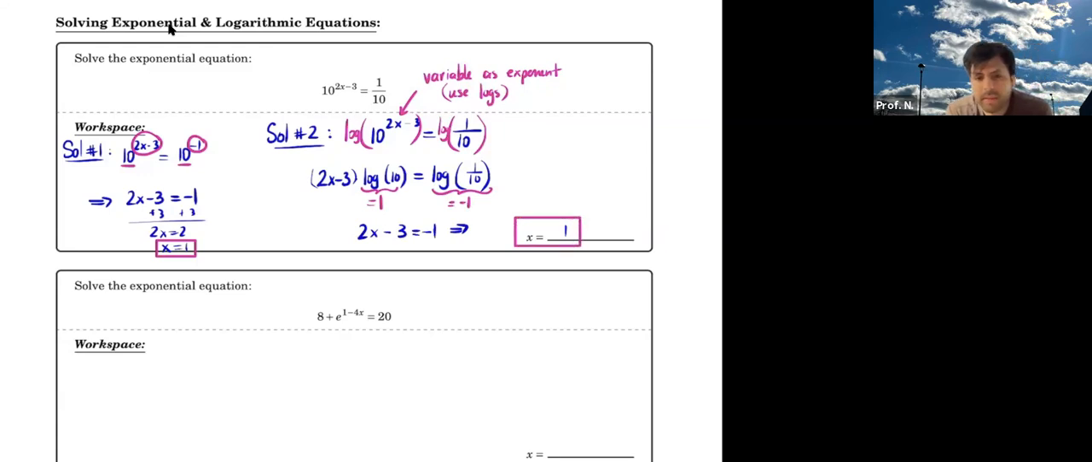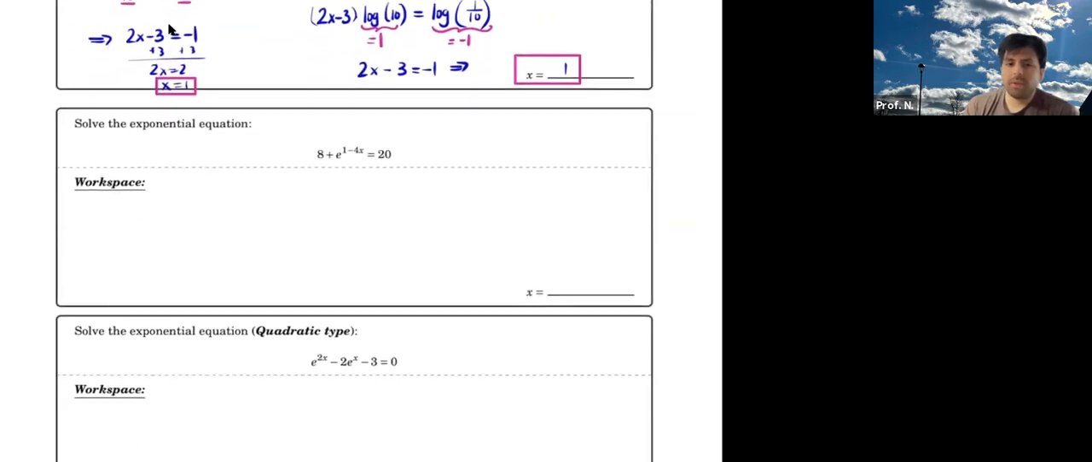Did everybody see that? Does everybody see how we used log base 10? We could have used any base, but log base 10 made the most sense because my base was 10. Okay? All right. Same idea goes for the next one. Where's my variable? It's in the exponent. So I have to apply log somehow.